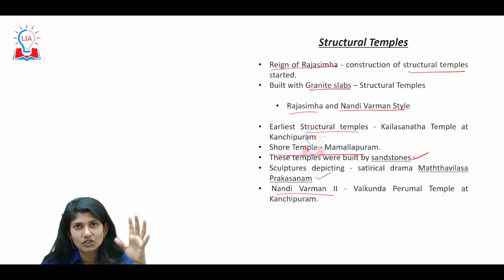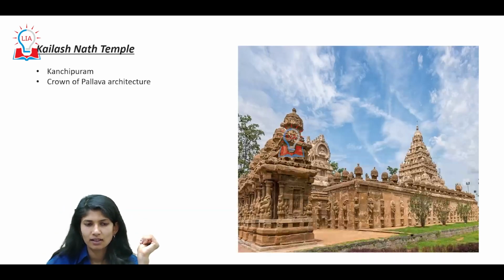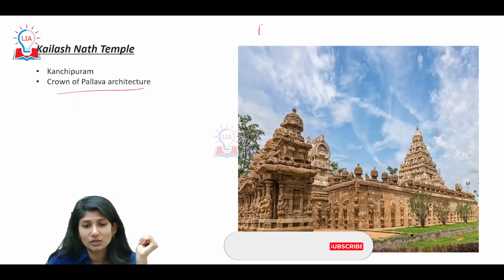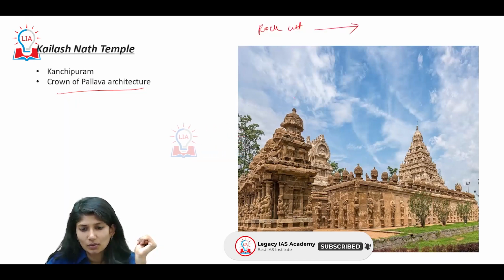Alright, these are all structural temples we're talking about. Have a look at this. This is the Kailashnath temple in Kanchipuram. This is the crown of Pallava architecture. We just saw the transition from rock cut temple to what we call a structural temple.